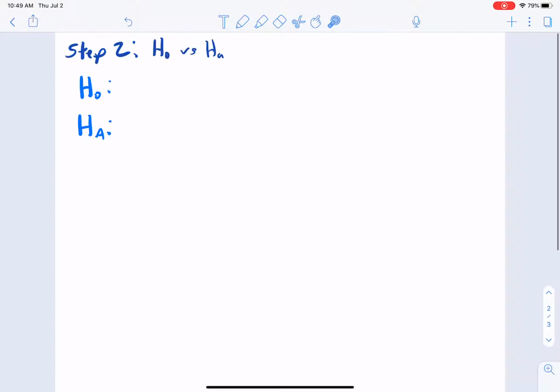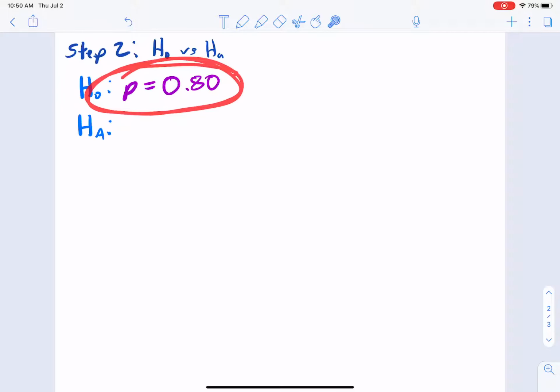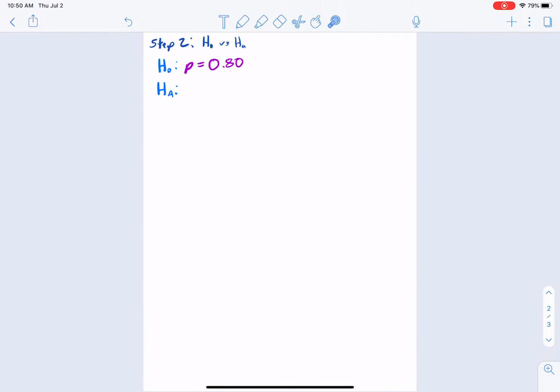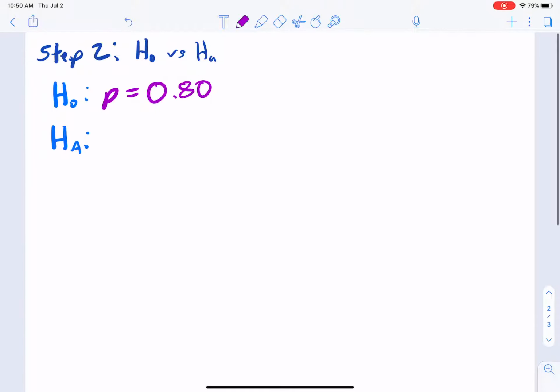So what is the status quo? Well, the status quo is that the proportion of trees, we can just write it as P equals 80%, or 0.8. And then the alternative hypothesis is the thing that is going against the grain. It's essentially the opposite of the status quo. In this case, the Colorado arborist believes that the actual proportion is not 80%. How do we write that? Great question. That's just going to be P does not equal.